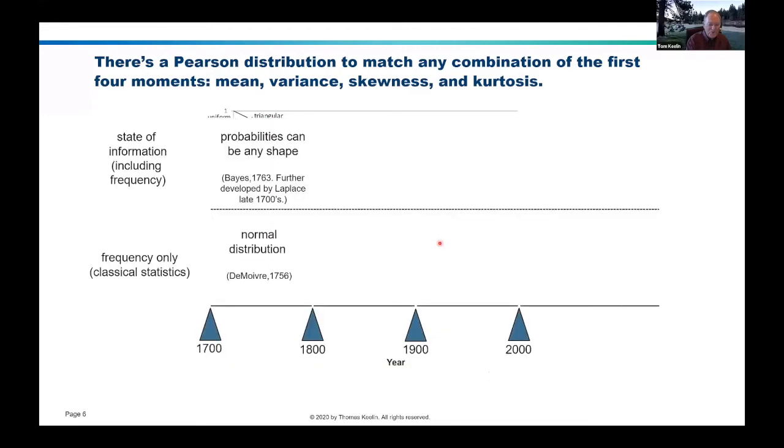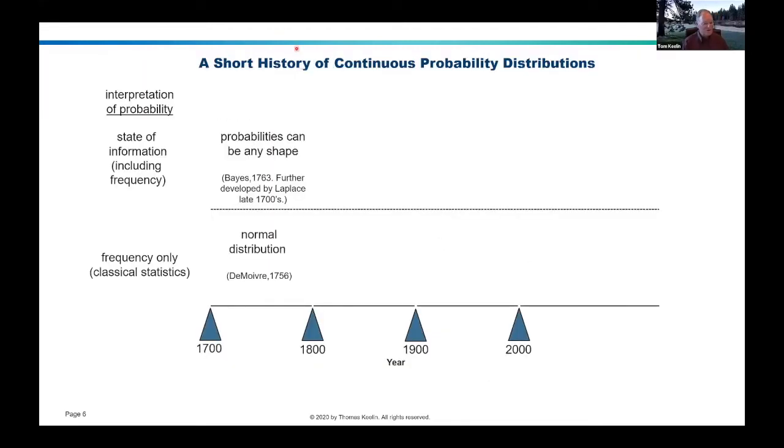Now, where do Pearson distributions fit in the overall history of probability? Well, I don't know how far you want to go back, but the first publication on the normal distribution was by a Frenchman named de Moivre in 1756. He first published the normal distribution as the limiting case of the binomial. And just about the same time, interestingly, Bayes, and further developed by Laplace, published his paper posthumously and basically laid the groundwork that probabilities can be of any shape, including whatever might be the shape of your data or the shape of your opinions or beliefs. And these are two completely different views of the world.